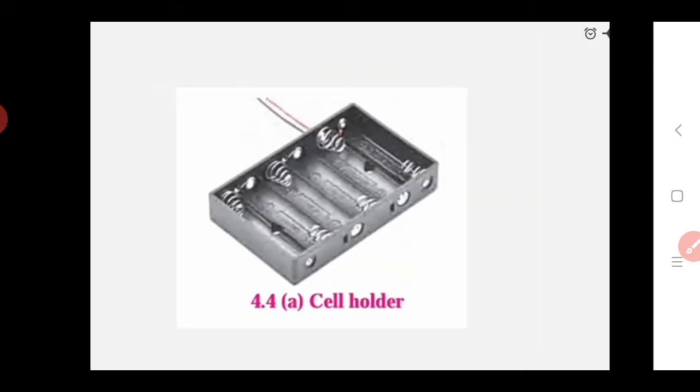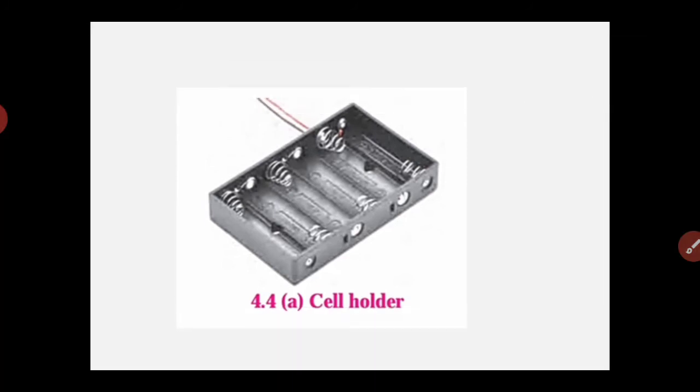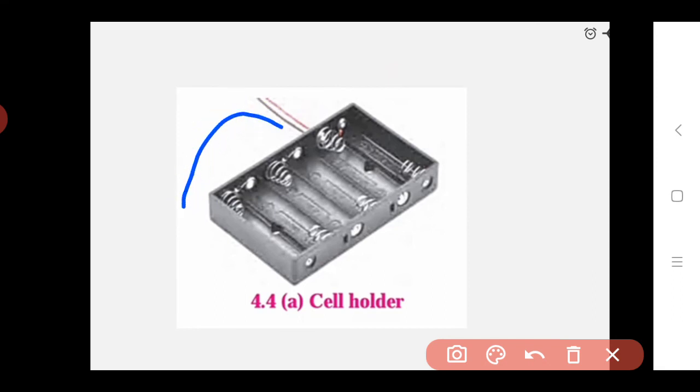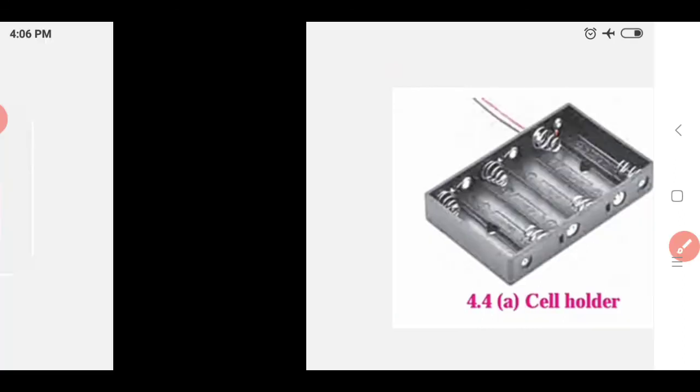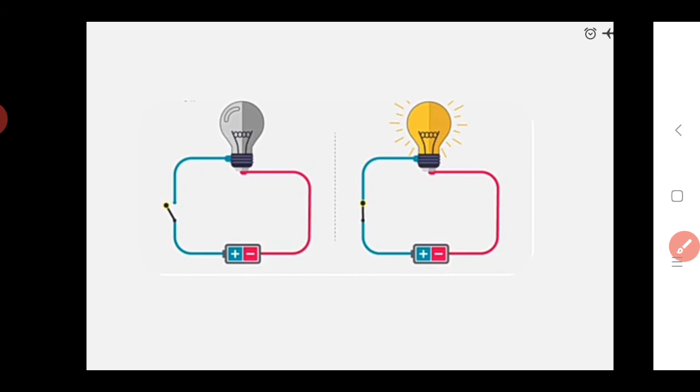This is the cell holder, in that we kept the dry cell, and these are the wires coming from that holder. These are connected to the, one is the positive end and another is the negative end. So here in that cell holder we kept a dry cell in that way. Here if the circuit is on, meaning when the button is on, by these images you can understand.